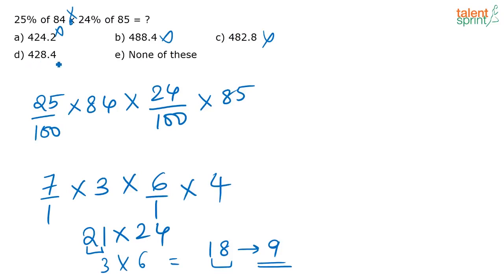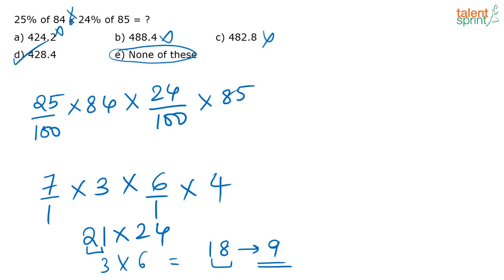Then you have 428.4. So 428.4 is 4 plus 2, 6. 6 plus 4, 10. 10 plus 8, 18. And then 1 plus 8 is 9. So the correct answer here is option D, 428.4. See, again, for this question, there is a none of these options. So we never know. It can be none of these also.